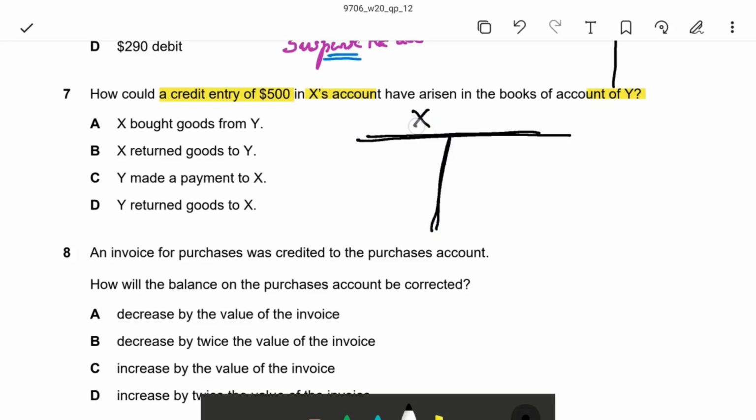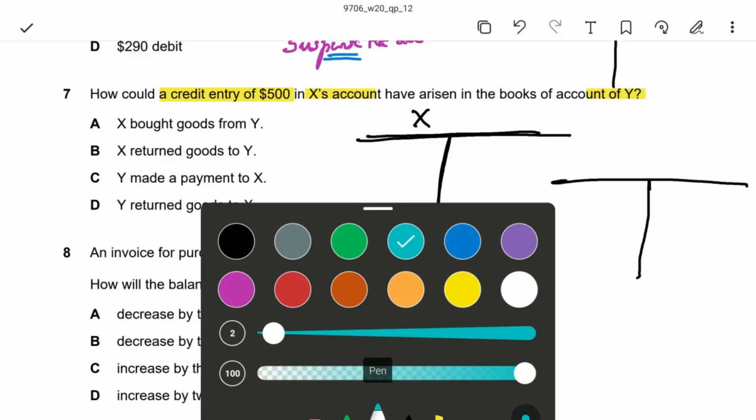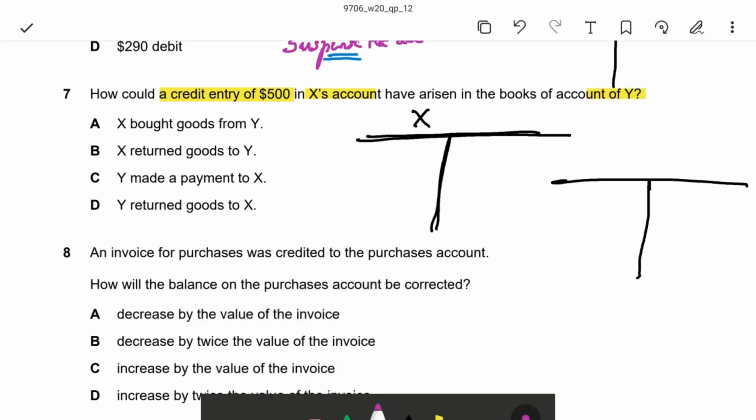X as a debtor, and X as the customer. Customer means debtor. And then X as the supplier. An unpaid supplier is called a creditor. So let's see how it is coming.